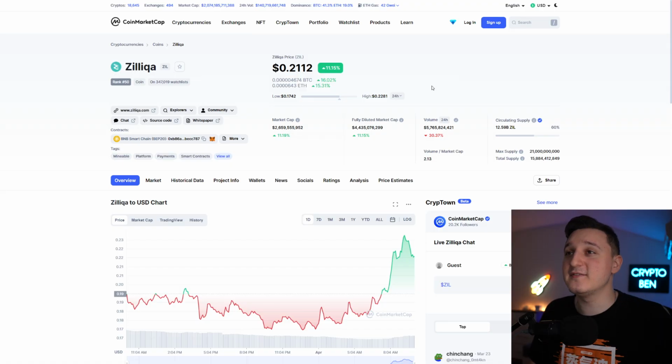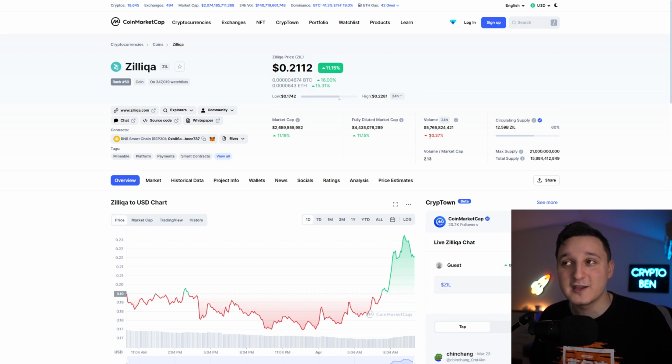So here we are, our core market cap right now. The market cap here for Zilliqa is at $2.6 billion. The volume actually is a lot higher than that, $5.7 billion here for the volume, and the volume did go down here by 30%. So the volume here was even more insane than that. So right now the price of one single token is at 21 cents.